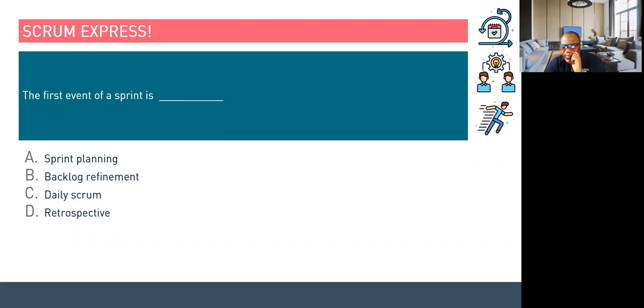So if we go back in a little time machine and we take a look at the sequence of events in a Scrum, what you're going to realize is that the very first thing that happens is the sprint planning. After sprint planning, then you move into having daily scrums, okay? But the best answer to this is sprint planning. It's the very first thing that happens. So just think about it like this. As I always say, try and draw out the Scrum skeleton before your exam.